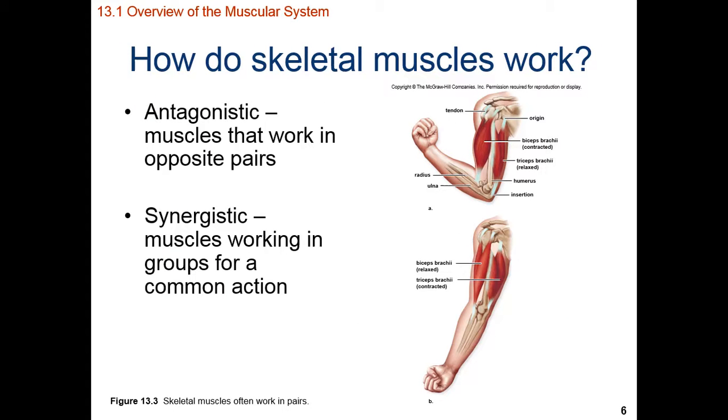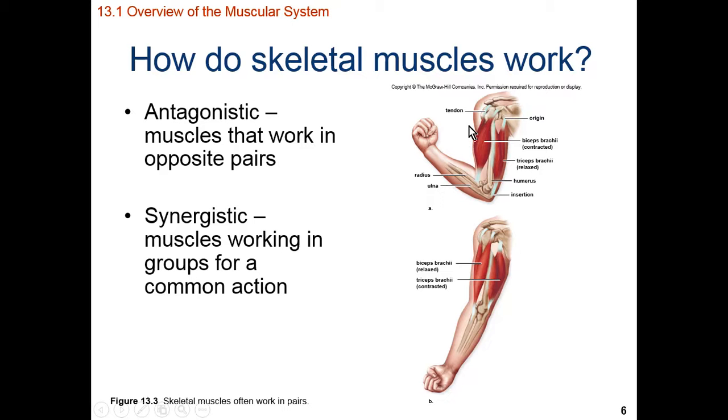When we move our muscles, we can contract them. So if I am flexing my elbow right here, I'm going to contract the biceps brachii, and when I extend the elbow, I contract the triceps brachii. And because they work opposite of each other, these are going to be called an antagonistic pair or antagonistic muscles. We also have synergistic muscles that can work in conjunction with each other.